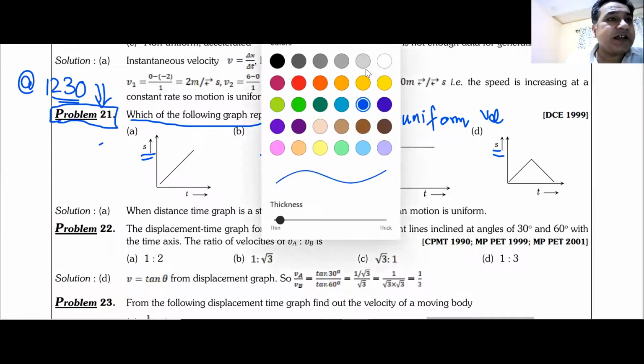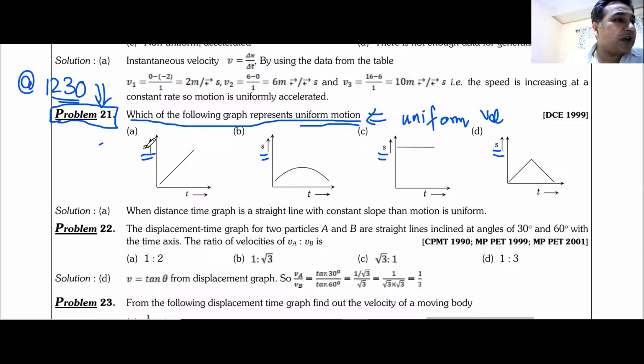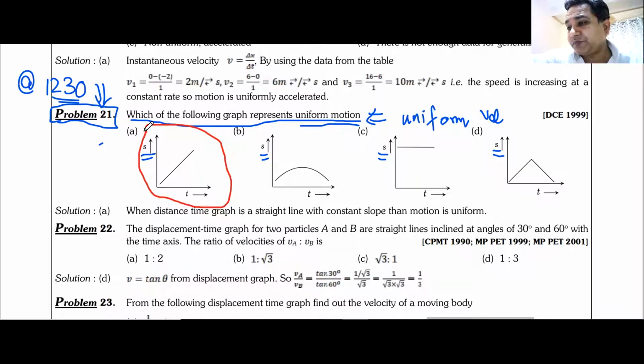How is the answer A? Why is the answer A? How is the answer this graph? Niharika, can you tell me? I'll ask you to unmute. Niharika? Okay. Yes, Niharika, tell me, why is the answer A?